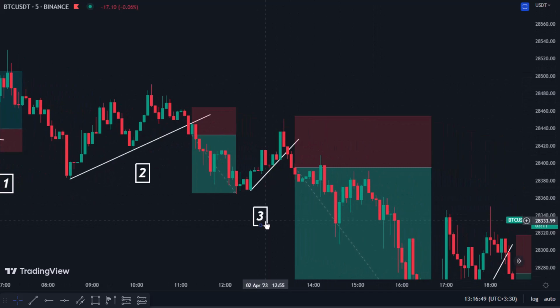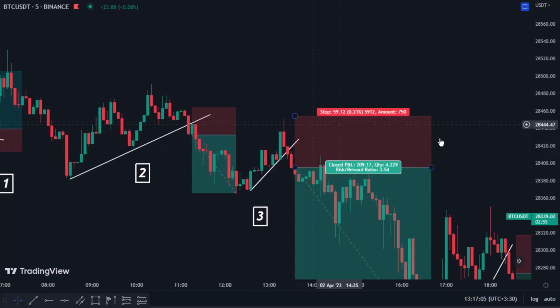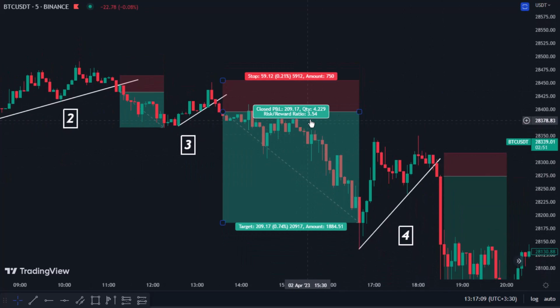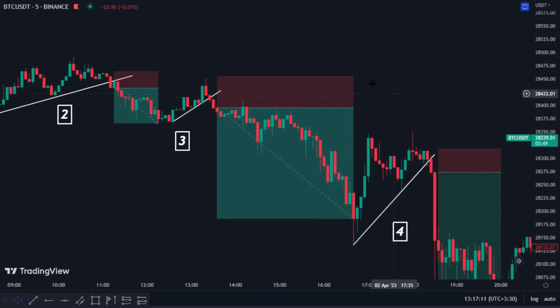On the third position we did have this trend line with 1, 2, 3 touches. On the fourth time it was broken here, but I did draw this from here and we could enter here or even here and put our stop loss above this candle here or even safer here and look for risk to reward 2, which gives us something around 3.5.